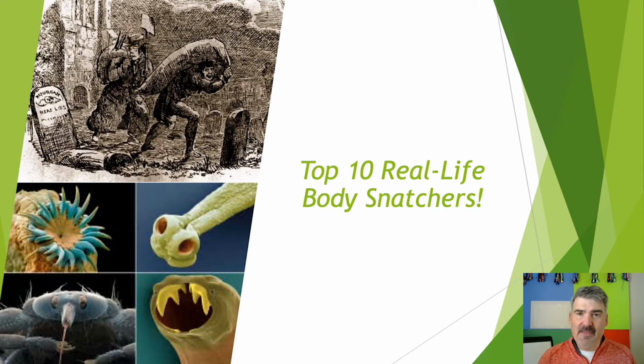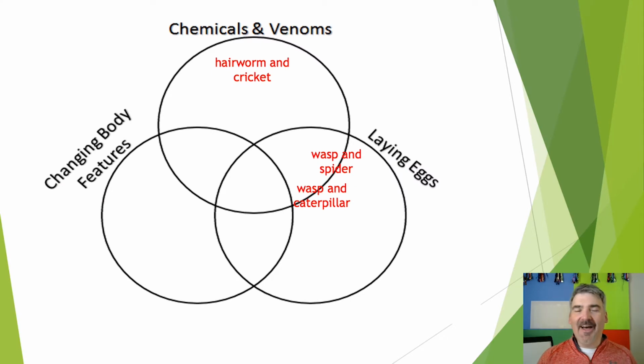As a reminder from yesterday, we will use the information we learned today to complete the Venn diagram on the article. Here is what the diagram looks like. Okay, so this Venn diagram shows some of the things parasites do when they infect their host. Some change body features. Some use chemicals and venoms. Some lay eggs in their host. And many do a combination of 2 or even all 3 of these things.